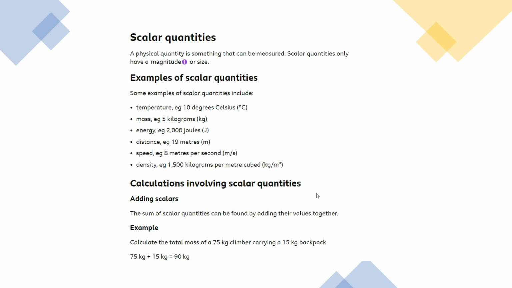As you can see in an example, calculate the total mass of a 75 kg climber and a 15 kg backpack. You are going to simply add those values to get 90 kilograms. So that's the beauty of a scalar quantity. You can simply add to get a defined value.